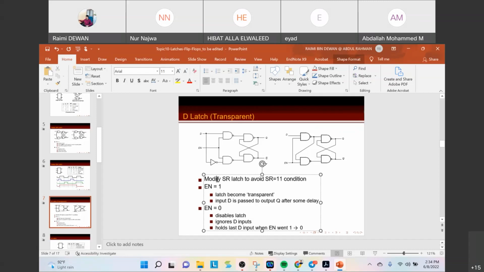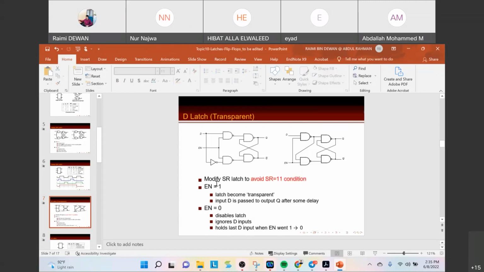our SR latch to deal with the forbidden state. Because in the gated SR latch and in the ungated SR latch, we have a problem with the forbidden state. The forbidden state is when we have both S and R equal to 1. At this condition, Q and Q bar will be equal to 0, 0, which is wrong. It's a forbidden state. So in the D latch, we try to solve this problem by modifying our SR latch in order to avoid this forbidden state.